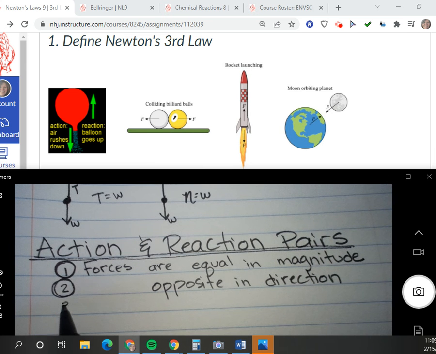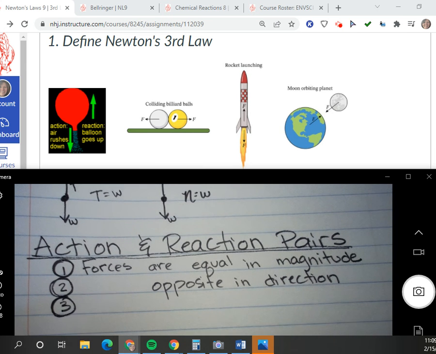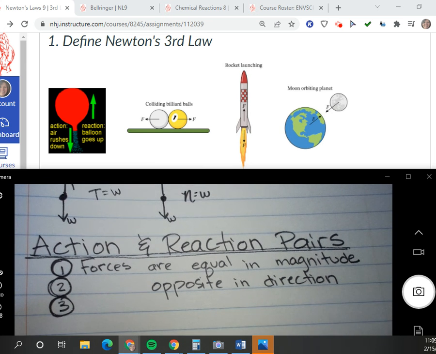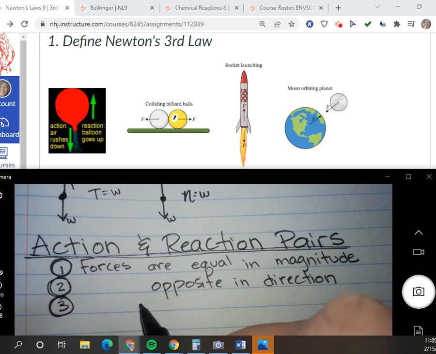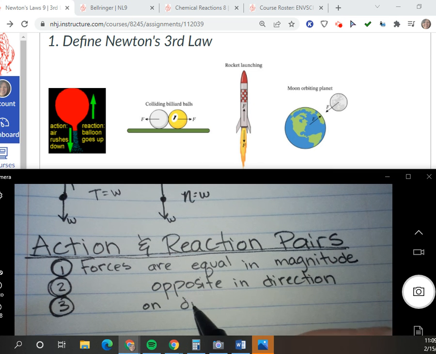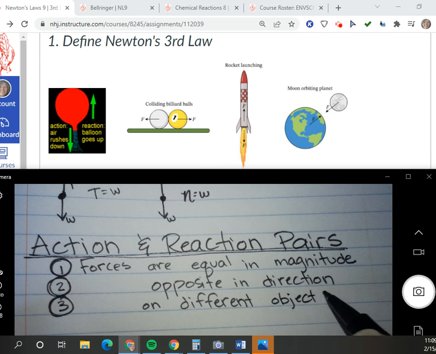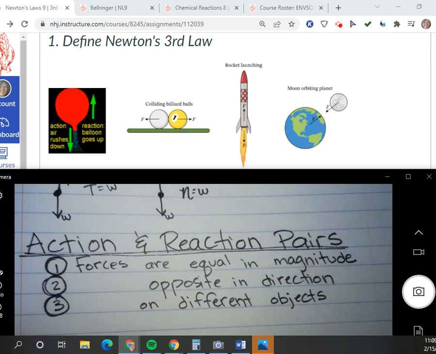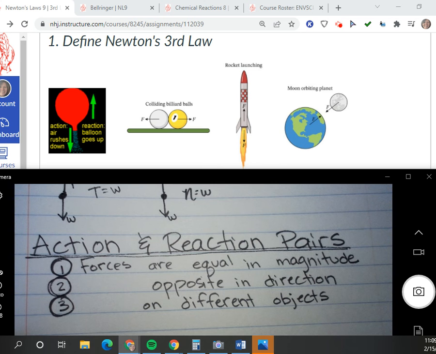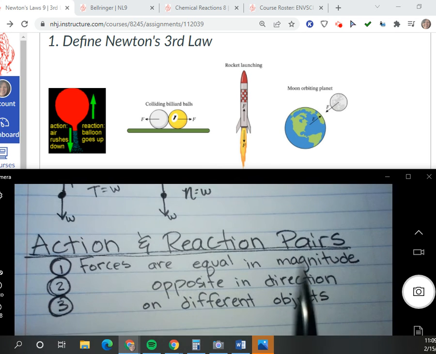And then number 3, the forces are on different objects. Okay. So if we look at the examples that we have in the lesson today, we'll go through those and consider.